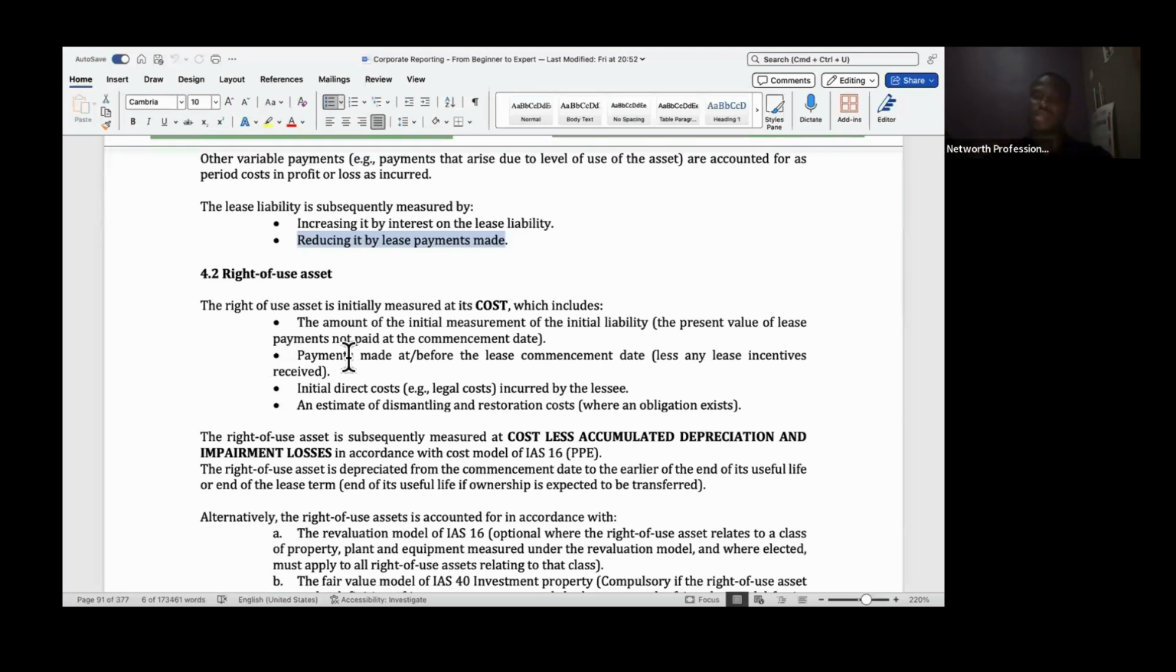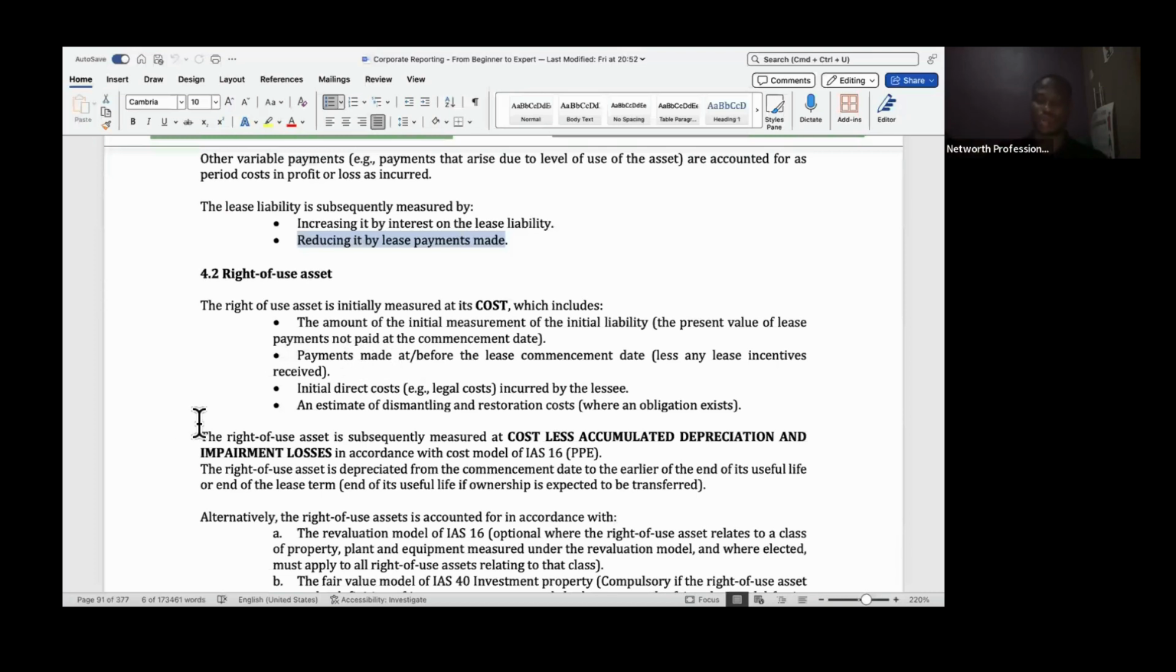Then if there are any direct costs you add, if there is any initial estimate of dismantling, removal, and restoring the site, like all those directly attributable costs we learned under IFRS 16, you add them. Then that gives you the cost of the asset. And at the end of the year, you're expected to depreciate this asset over the lease term.